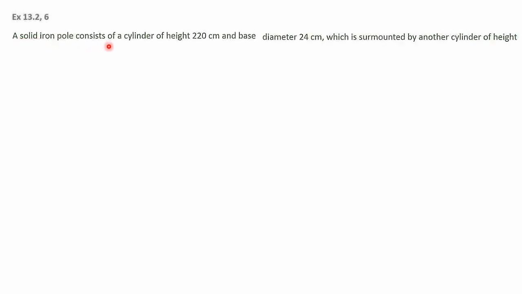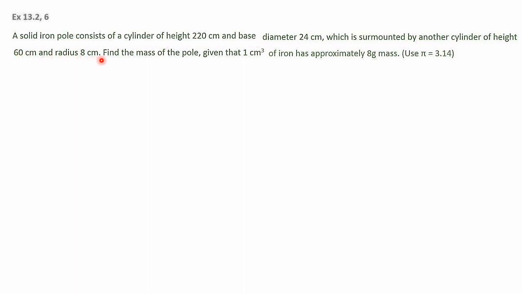Move on to question number 6. A solid iron ball consists of a cylinder of height 220 centimeter and base diameter 24 centimeter, which is surmounted by another cylinder of height 60 centimeter and radius 8 centimeter. Find the mass of the ball given that 1 cubic centimeter of iron has approximately 8 gram mass. The value of pi is also given. Pi is equal to 3.14.